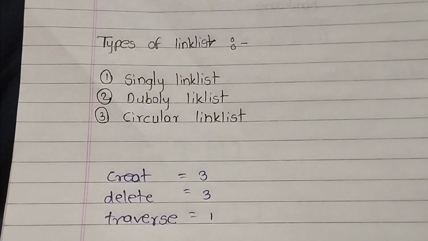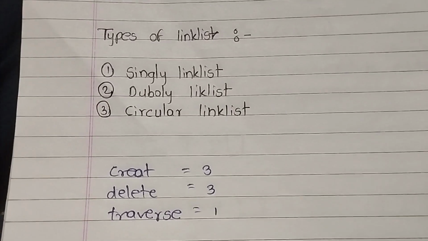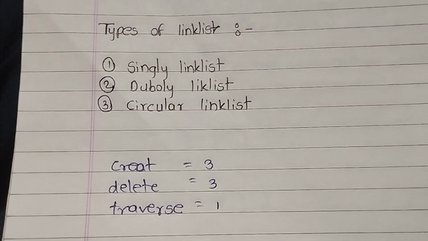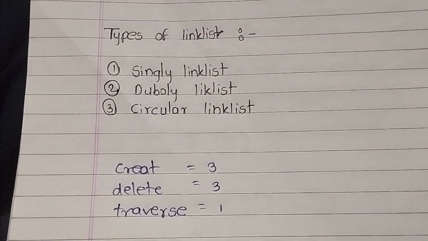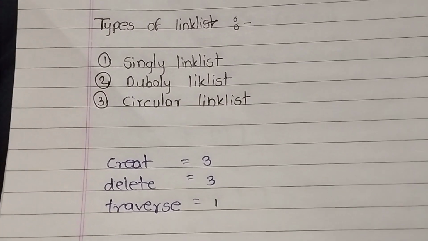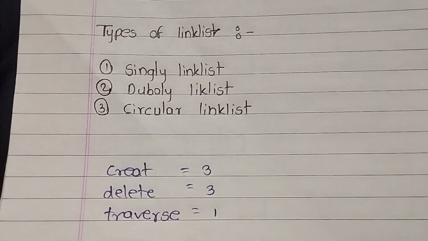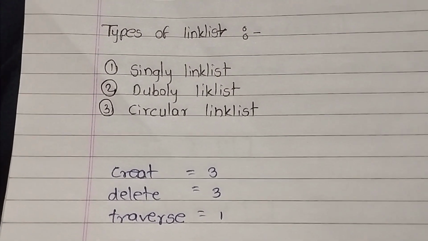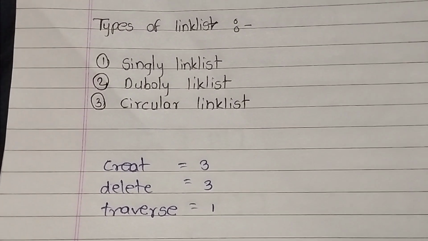And there are three types of linked list: singly linked list, doubly linked list, and circular linked list. In a singly linked list we create 7 functions: create at end, create at start, create at a given location, delete at start, delete at end, and delete at a given location. These are six functions, and traverse is the other function. So in total we perform 7 functions in our program to create the linked list.